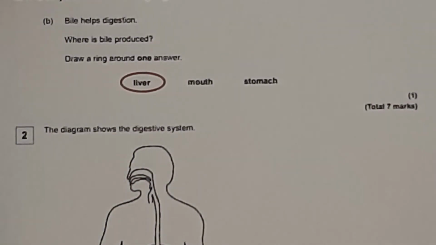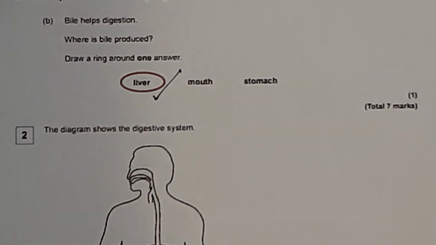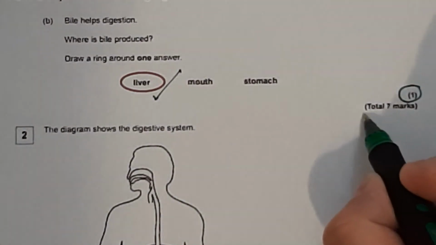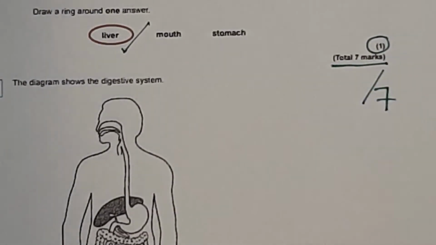Bile helps digestion. Where is bile produced? Draw a ring around one answer. Well, we should know that bile is produced in the liver, so tick it if you got that right, correct it if you didn't, circle the mark, and then it gives us a total of 7 marks. So underneath that, I want you to give yourself a mark out of 7 for question 1. We're going to move on to question 2 now.